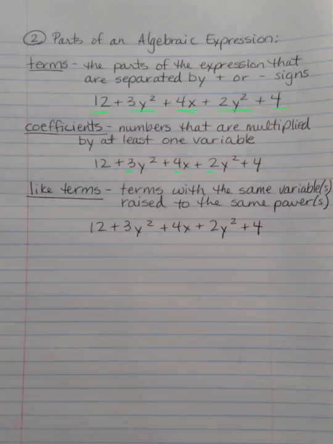And then like terms are terms with the same variables, so the same letter, raised to the same power. And that's important to remember, that they have to not only have the same variable, but they have to be raised to the same power. So in this same example, 3y squared and 2y squared both have the same variable, which is y, and the y is raised to the same power of 2. And so I have 2 like terms in this expression.